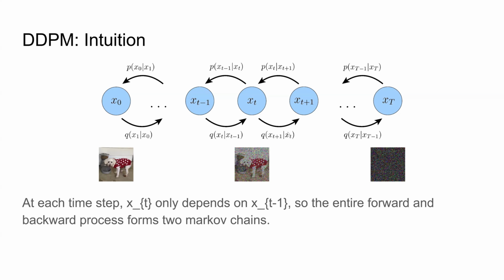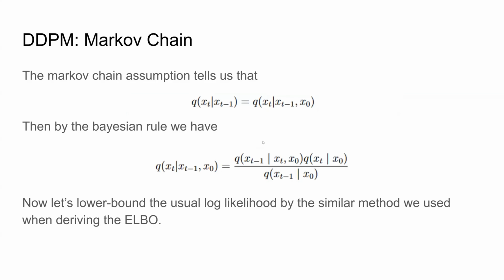And there's actually a name for such structures called Markov chains. You can look it up if you want. So this effectively tells us that at each time step, the posterior distribution is equal to this distribution. We can add this x0 freely because it only depends on xt minus 1. And we can also decompose this probability using the Bayesian rule, right? It's just the joint divided by the partial distribution. You get the conditional distribution.